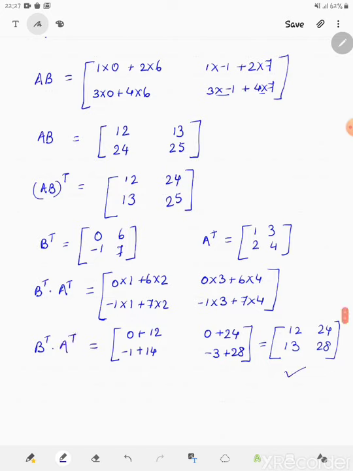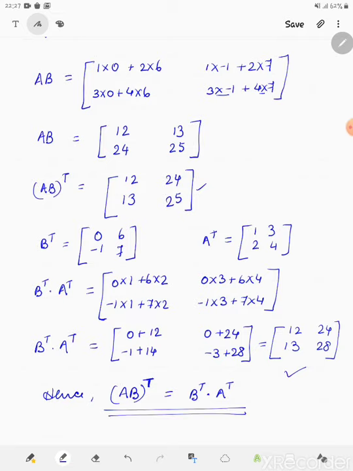क्या ये similar है दोनों? Yes. So we can say that when we transpose the product of two matrices, it is equal to the product of the transposed matrices of B and A. यानी हम जब दो मैट्रिक्स का प्रोडक्ट का ट्रांसपोज निकालते हैं तो वो किसके बराबर हो जाएगा? B का ट्रांसपोज और A के ट्रांसपोज का प्रोडक्ट.